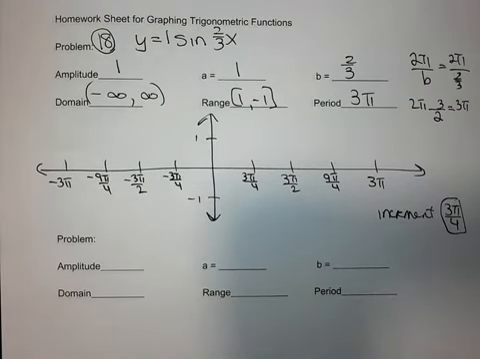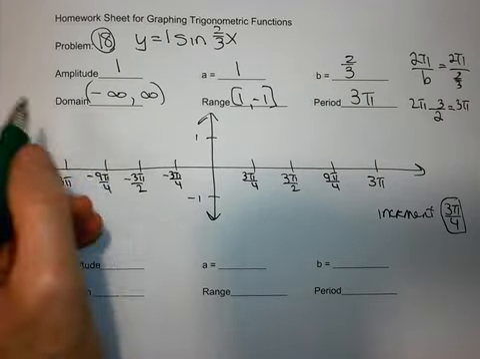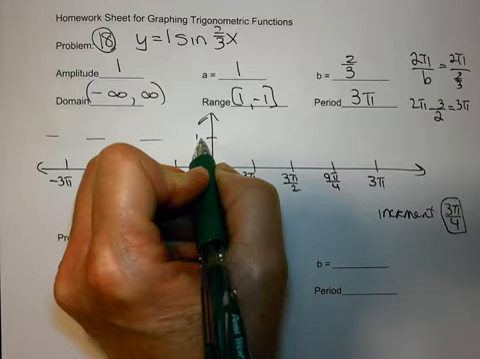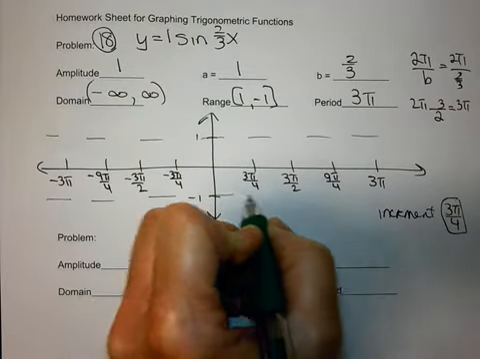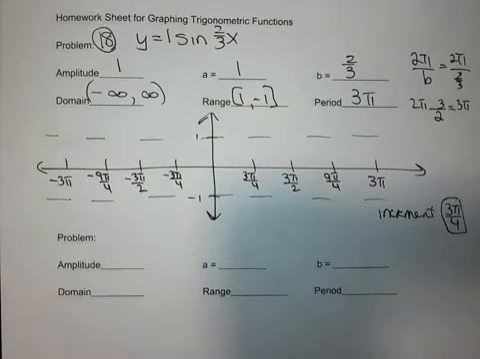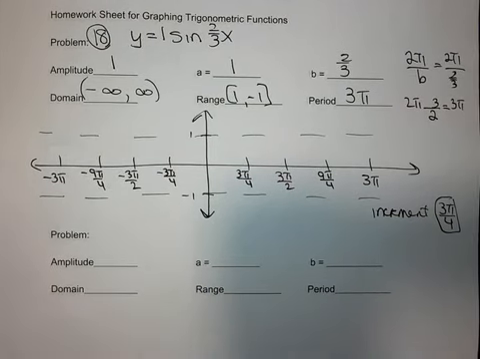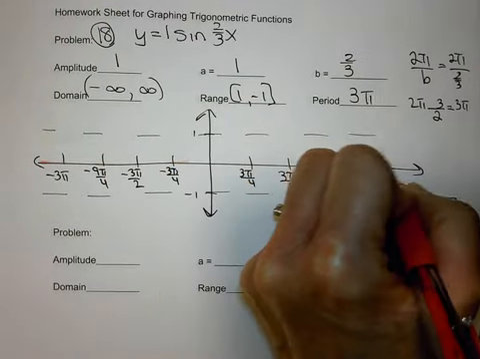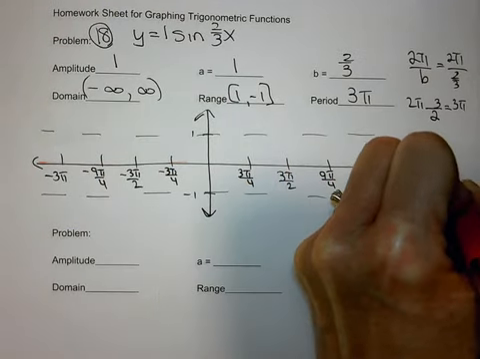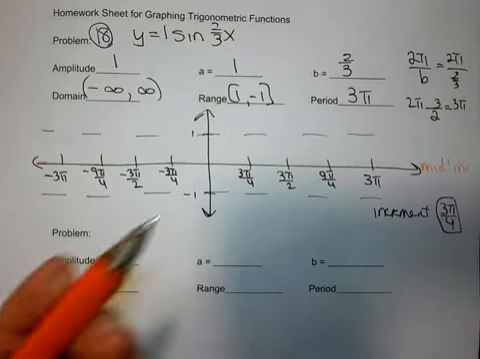Okay, so we know our up and downs are going to be a range of 1 and negative 1, so we know that that's as high as it's going to go, and we know that that's as low as it's going to go. And again, just like before, we know this is our midline, so negative 1 plus 1 divided by, oops, looks like I'm running out of orange.